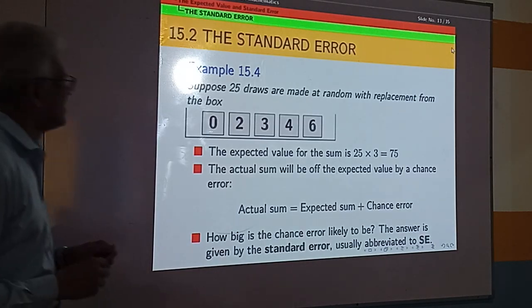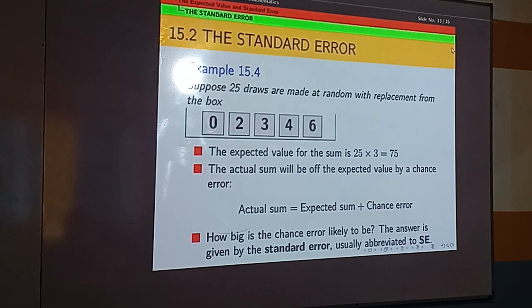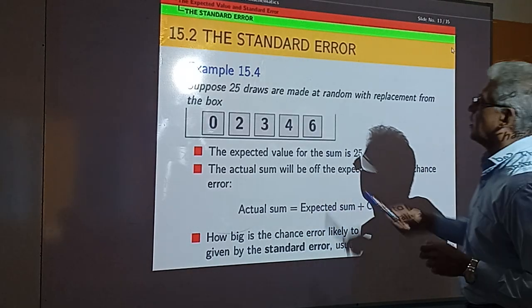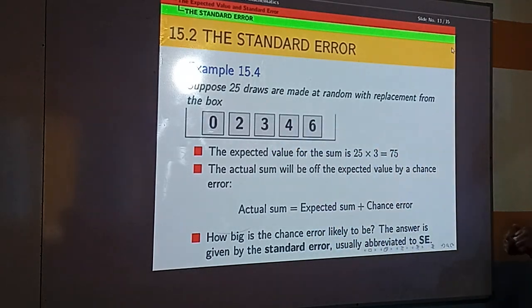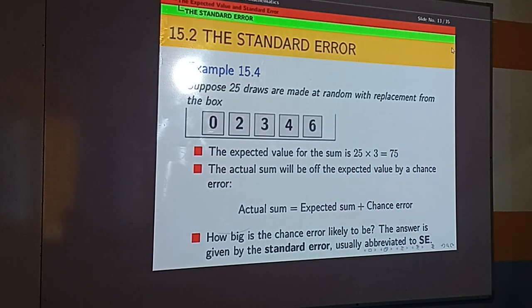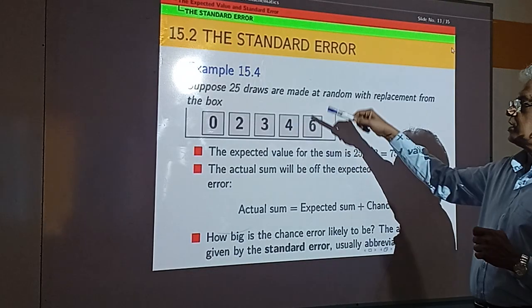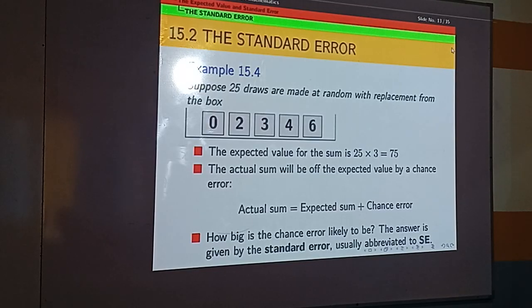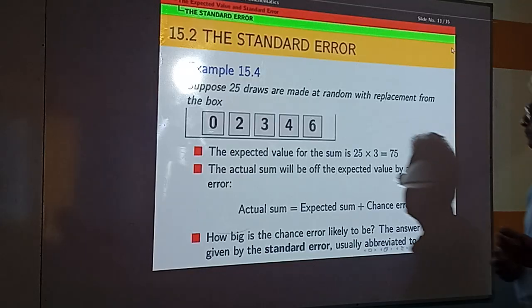Right, let's look at this one. Suppose you are drawing 25 times with replacement from this box. So what is the expected gain after 25 draws? You have to find the mean. So 2 plus 5 is 15, 15 divided by 5 is 3, right? So the average of the box is 3, therefore if you play it n times, the expected gain will be 3 times n. Here we are playing 25 times, therefore at the end of the 25 games, the expected gain is $75.